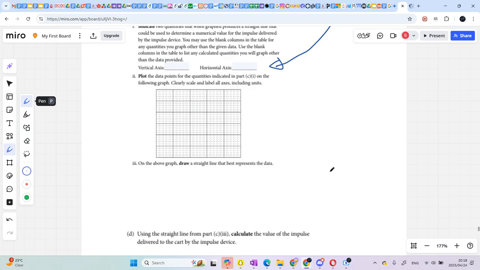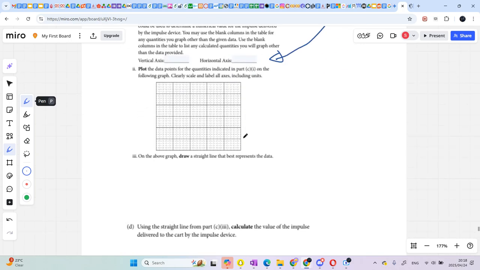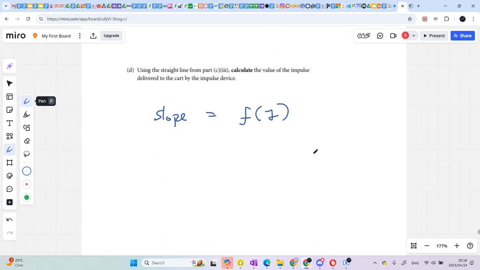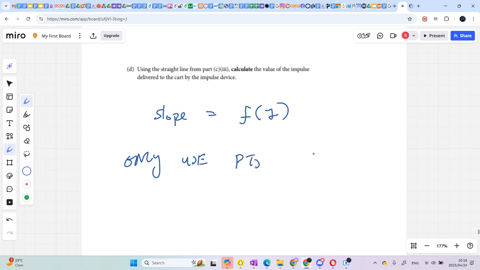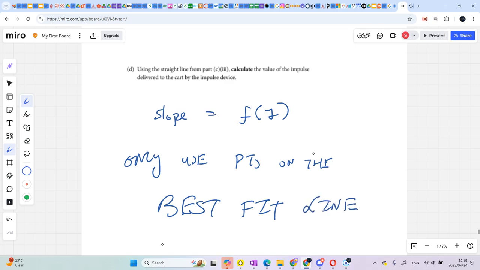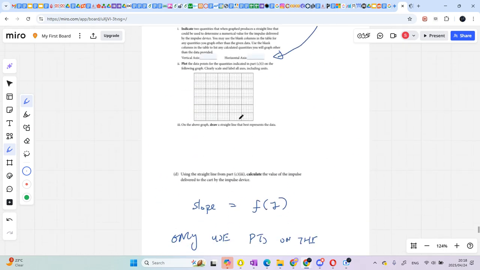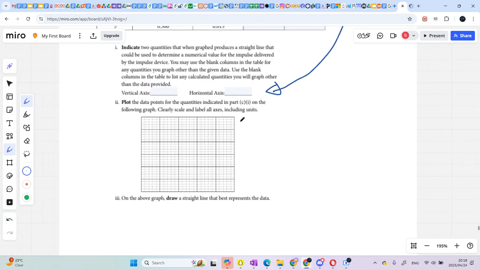Oh, and something that's important: when you calculate the slope of the linear regression line, do not use the points that you get from the chart. Only use points on the best fit line, not the data points. Because they will not give you full credit if you use data points and not the points on the line. So keep that in mind.